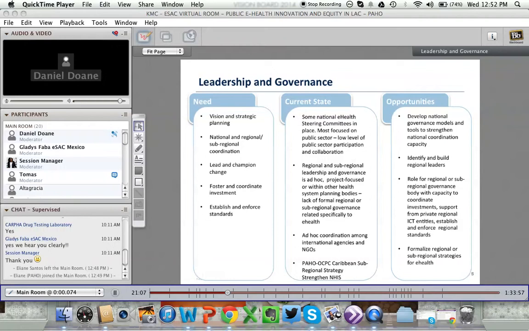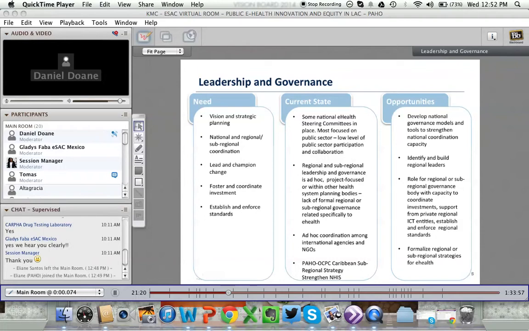In terms of opportunities then, I think there's an opportunity from a collaborator perspective to develop a governance model and a set of tools that help at a national level really strengthen that coordination capacity. Again, we don't need to reinvent the wheel. I think there are models that work in terms of who should be at the table, the types of decision making that need to be made, and the lines of authority for those organizations. And I think those can be developed and replicated in a way that helps countries quickly strengthen their national coordination capacity.